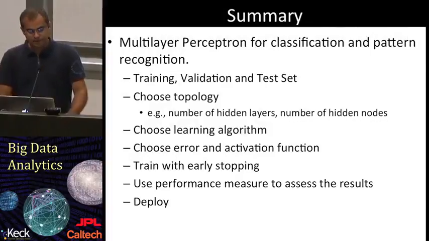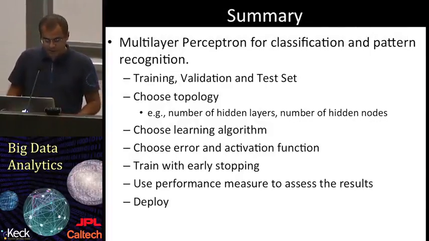Now, in this video, we have seen how to use a multilayer perceptron for classification. First, of course, we need to create proper training, validation, and test sets, and choose the cross-validation approach we want to use. Then we need to choose the topology. For example, the number of hidden layers and the number of hidden nodes per layer. And we have said that rules of thumb don't work in this case, and they depend on many factors.